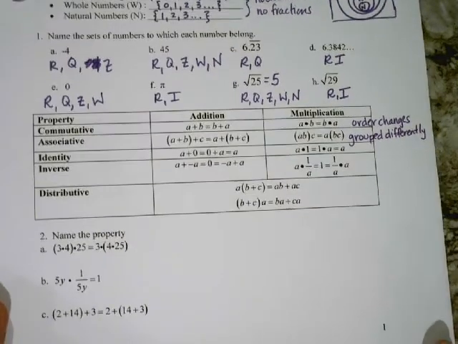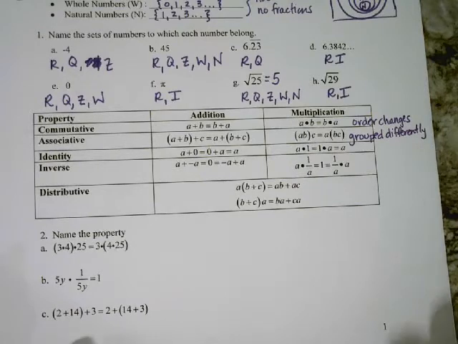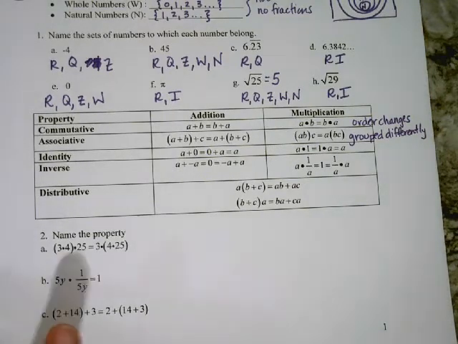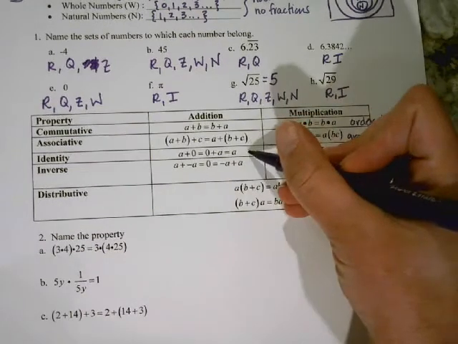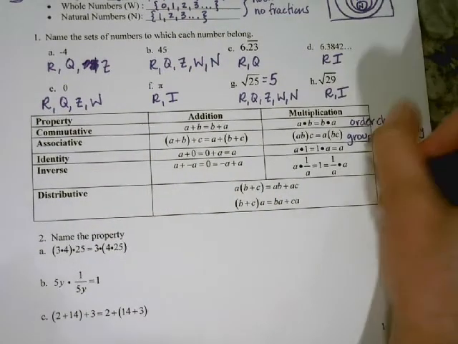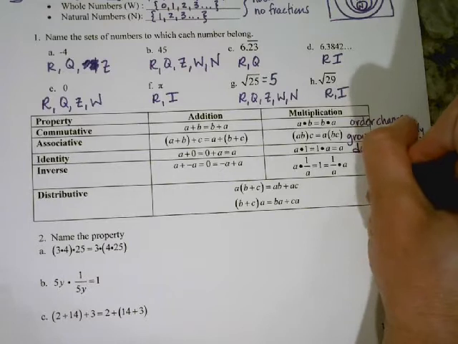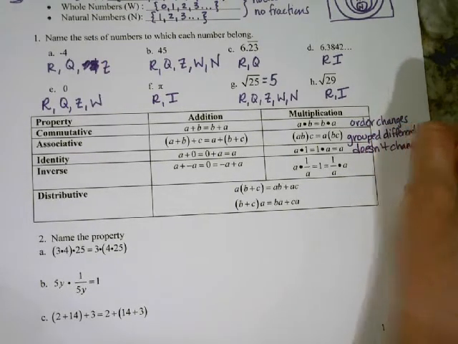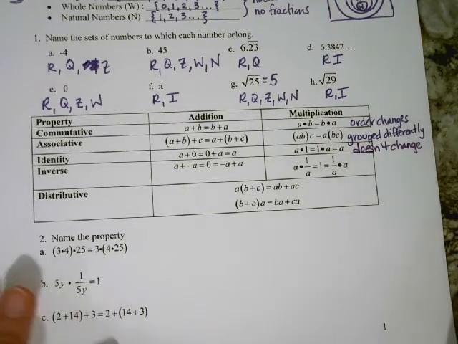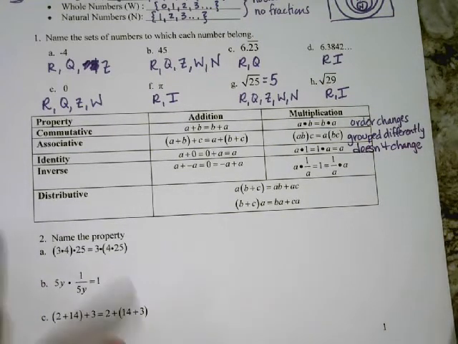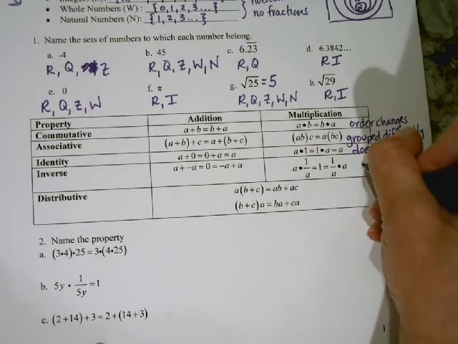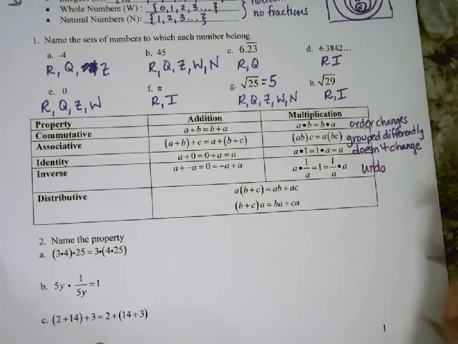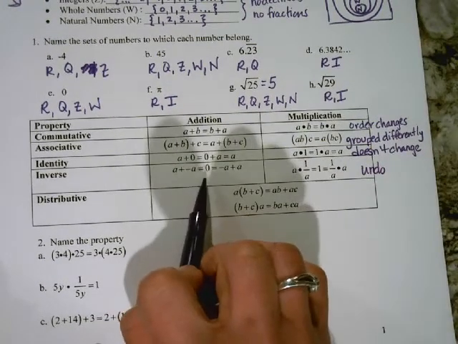Identity. Think about you as a person. You don't change. So what do you add to something to not change that number, and what do you multiply to something? You add 0 and the number doesn't change. You multiply by 1 and you don't change either. Inverse. I'm going in reverse. I'm undoing it. Inverse, reverse. So you're going to undo it. I add the opposite, so I equal 0.